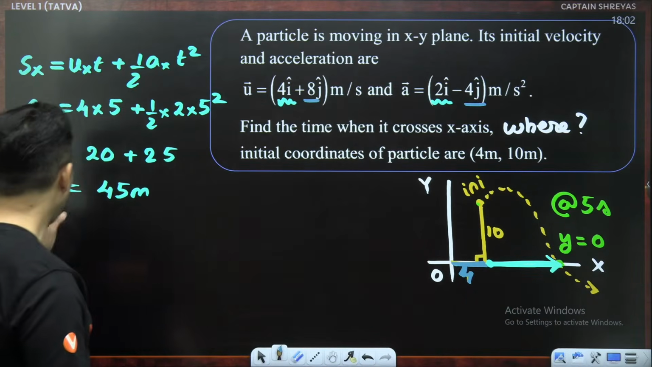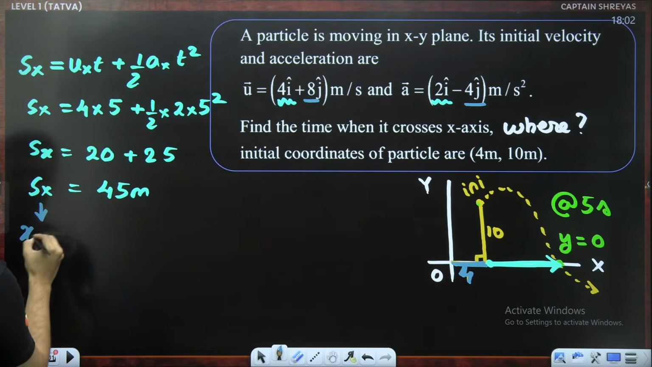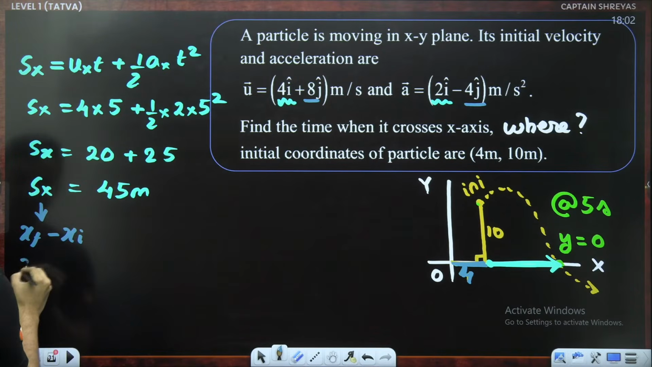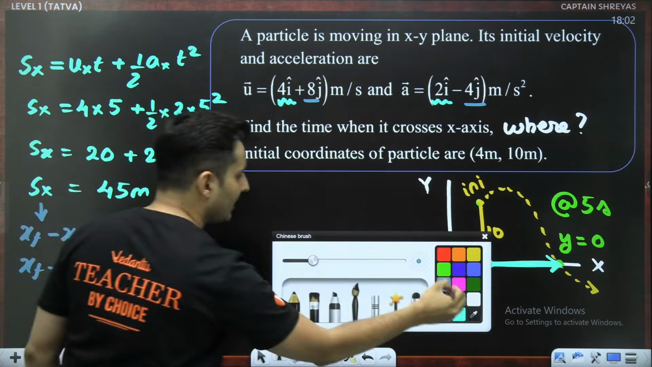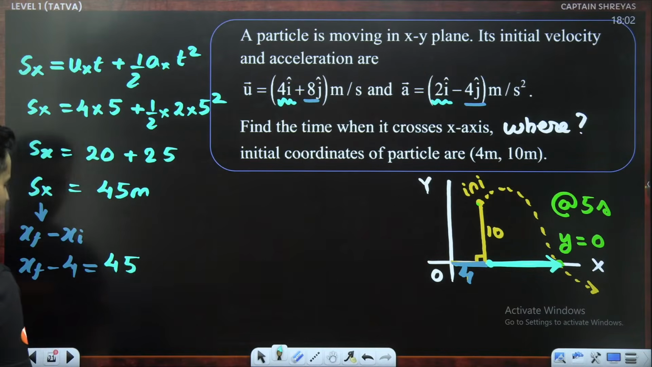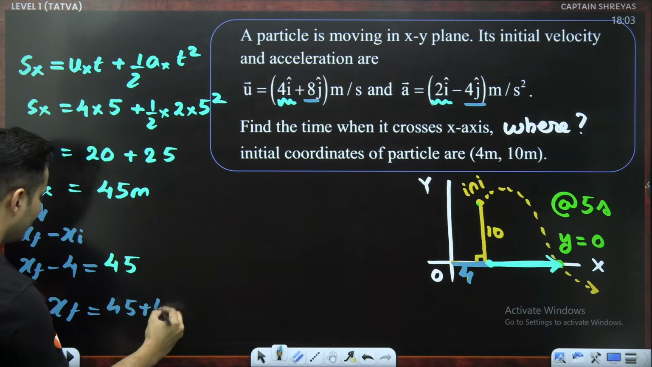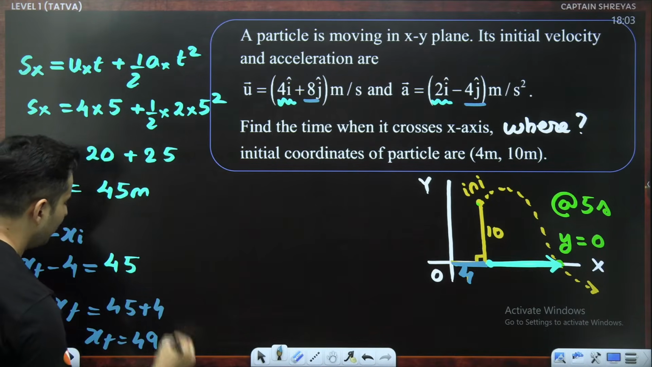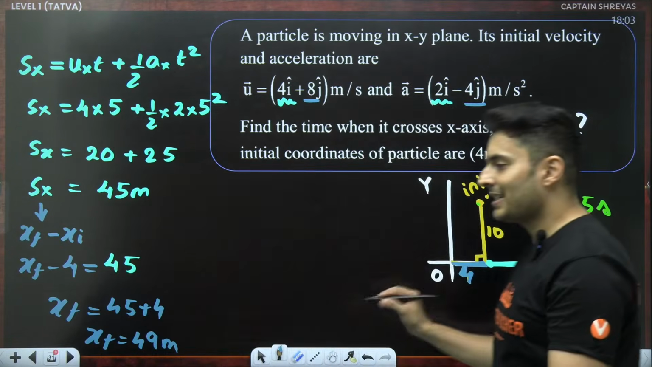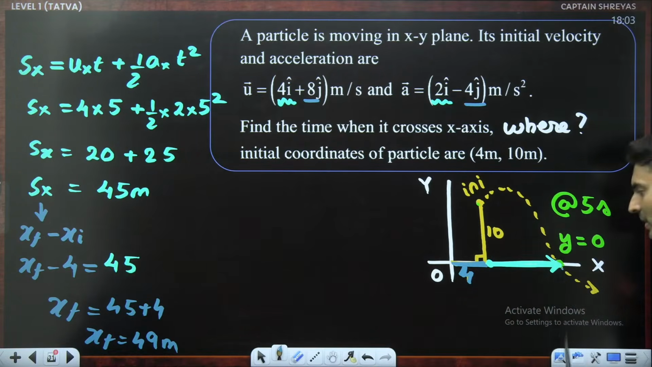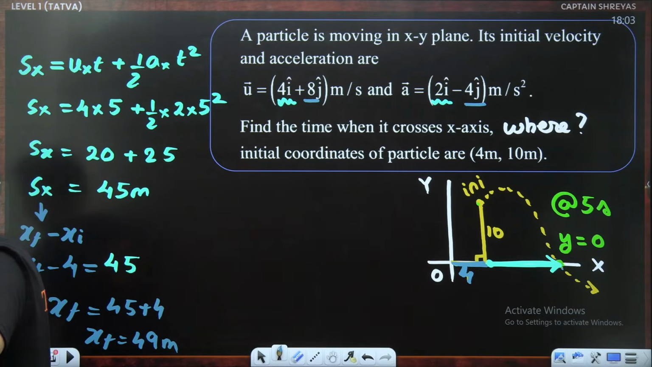Do not forget that. Displacement, by definition, is final minus initial. What is final? That is what I have to find. What is initial? That is 4. So x minus 4 is basically 45, and hence your final coordinate will be 45 plus 4, which is 49 meters. So at 49 meters from the origin, it will cut the x-axis. Okay, I hope this is clear.